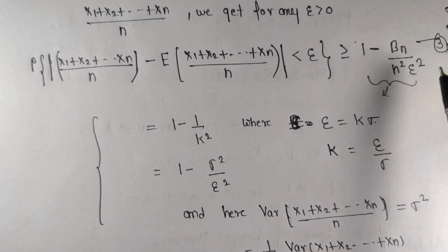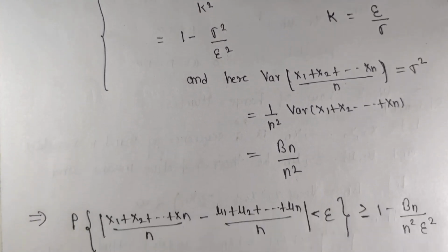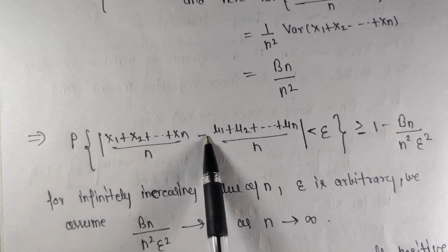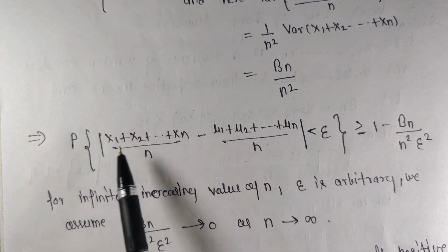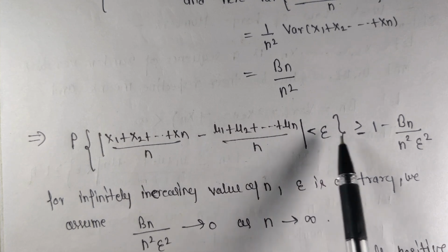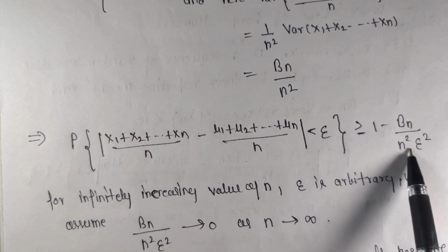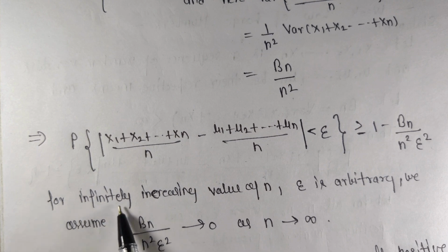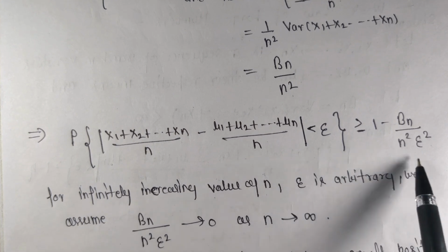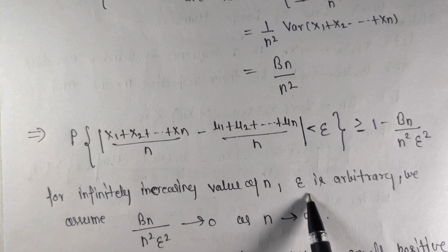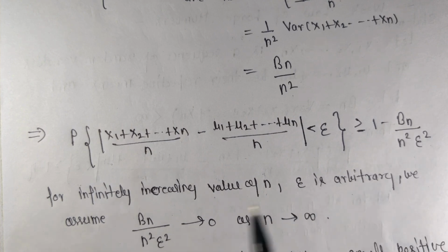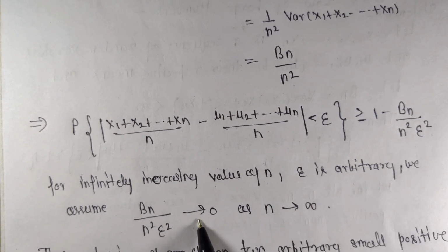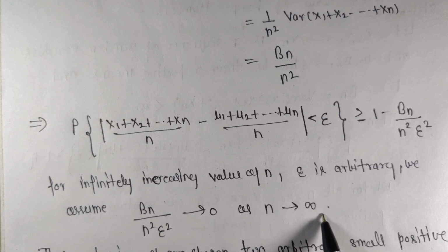Is it clear? Okay, so now next step. You can see here the probability that the random variable minus the respective expectation of these random variables is less than epsilon is greater than or equal to 1 minus Bn upon n square into epsilon square. Is it clear? So for infinitely increasing value of small n, epsilon is arbitrary. We assume Bn upon n square epsilon square tends to 0 as n tends to infinity. Is it clear?